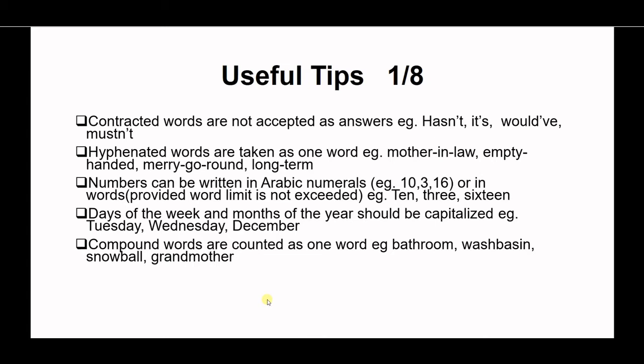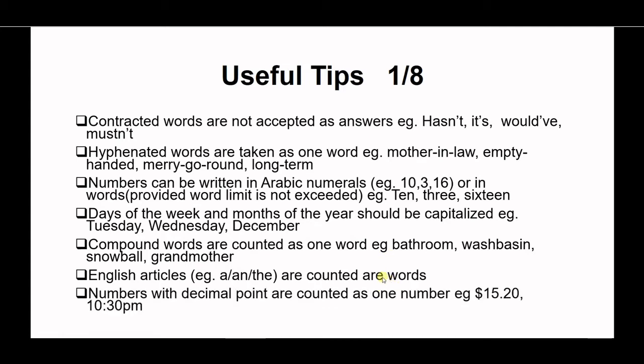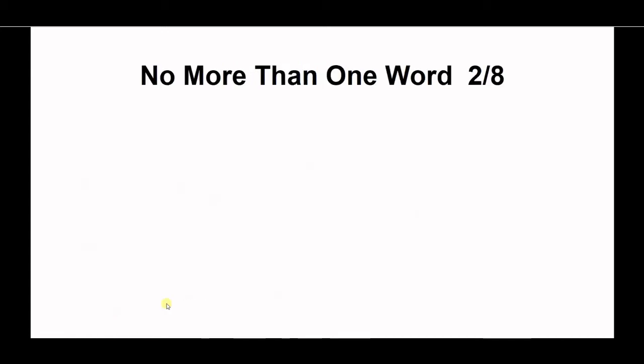In addition, English articles and the like are counted as words, so use them cautiously. Numbers with decimal points are counted as one number, so $15.20, 10:30 p.m., all these are counted as one number. So now let's look at the first one.